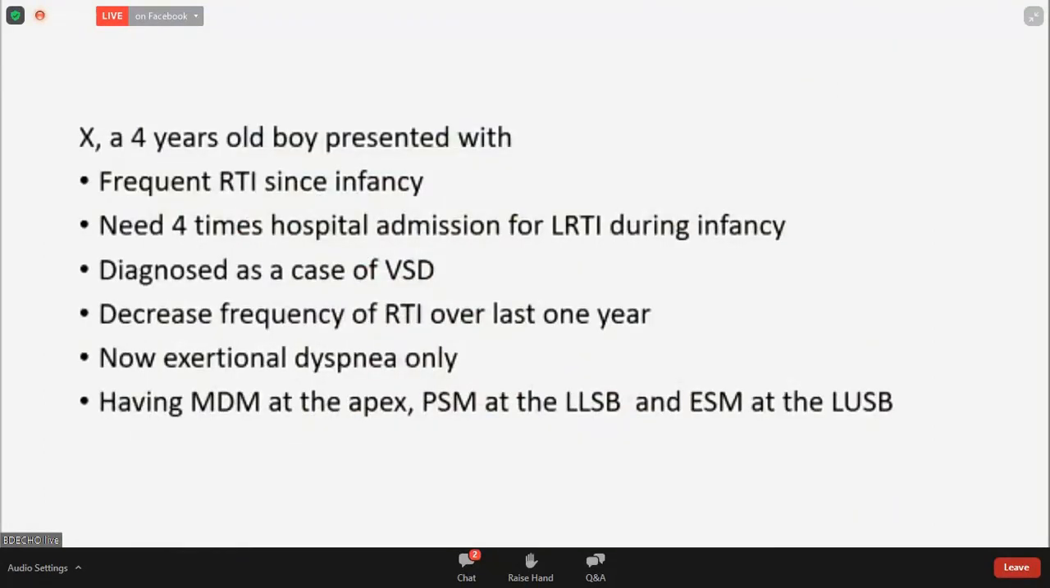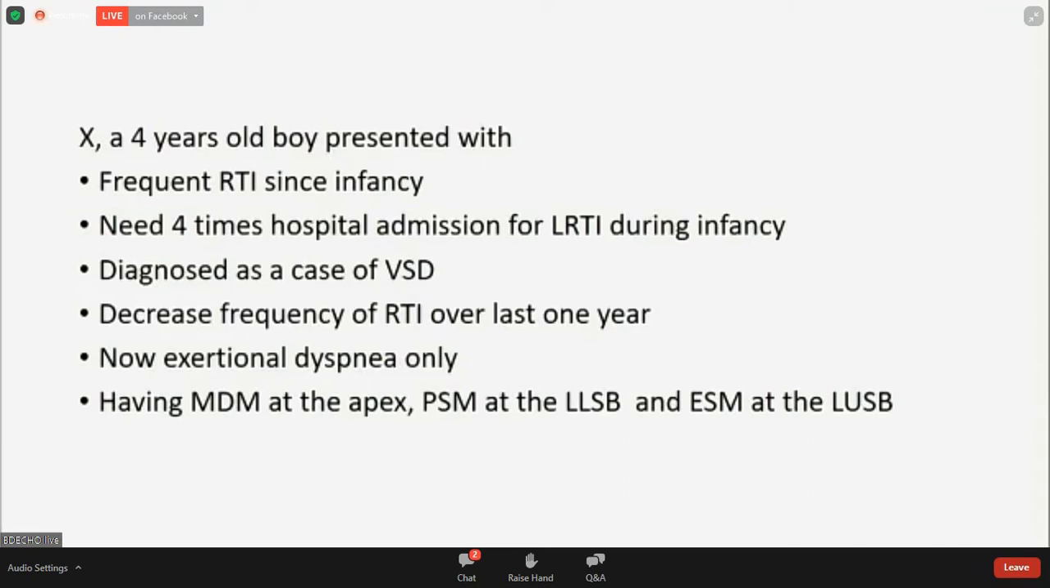Let us concentrate on our case. This is a 4-year-old boy presented with frequent respiratory infections since infancy. At that time, he needed 4 admissions for lower respiratory infections, and during infancy, he was diagnosed as a case of ventricular septal defect. After 2 years of age, these symptoms gradually decreased. Now he has only exertional dyspnea.